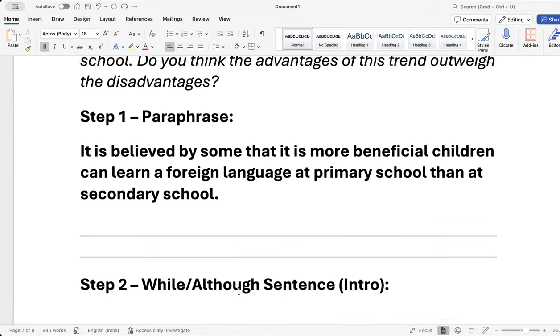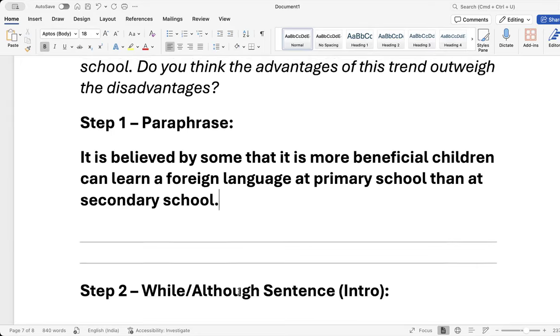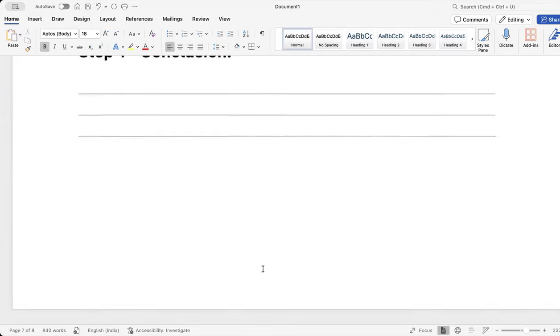Now, what is the next step we are going to do? Before that, what are we actually going to do? We are going to brainstorm both the sides. So we are going to think about ideas about both the sides. So again, let's do it.